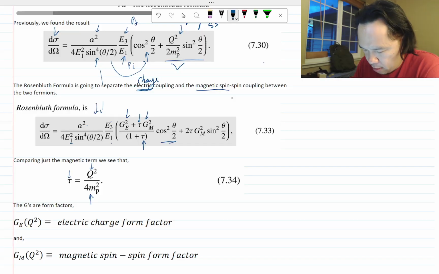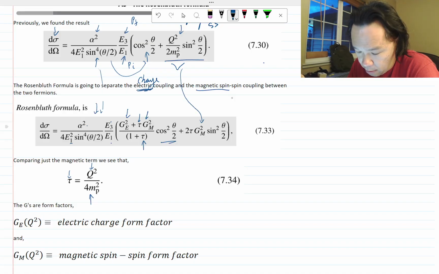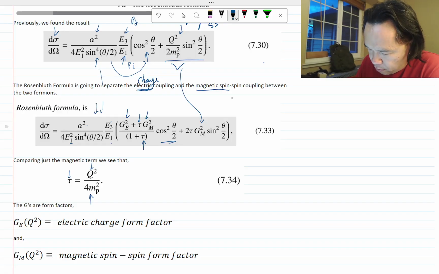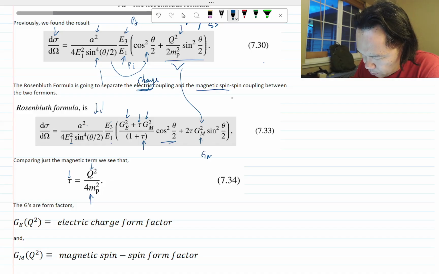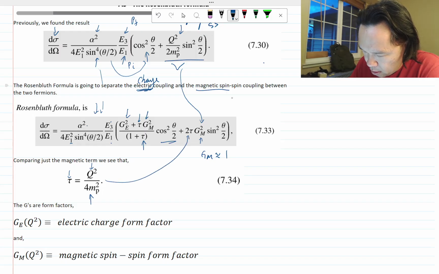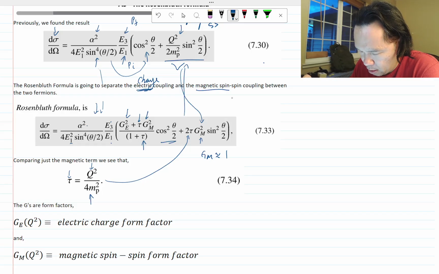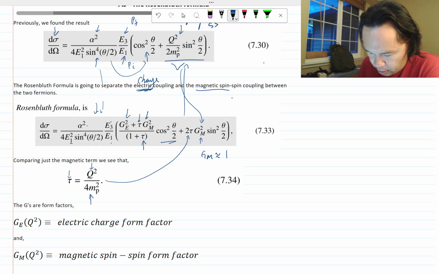Okay, and this comes from the fact that when we stick this in front of, we also stick this in front of this GM in front of the sine square term in the previous cross section. Therefore, when GM is basically 1, if you stick this in here, you're going to get the previous result we had.